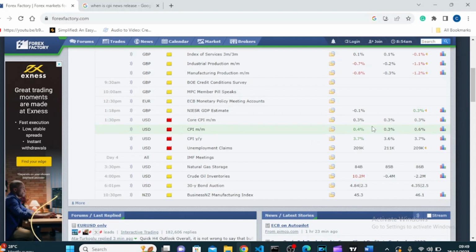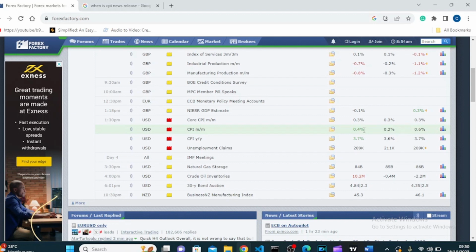Now look at the other one. The previous is 0.6, right? Now the actual is 0.4. Now this is good news. This is good news because this is lower. It shows that the prices of goods and services decreased, they reduced. Are we together? The prices of goods and services did what? They reduced. All right, so now you can use a certain unit of a particular currency and buy more goods, right? So this is good news.